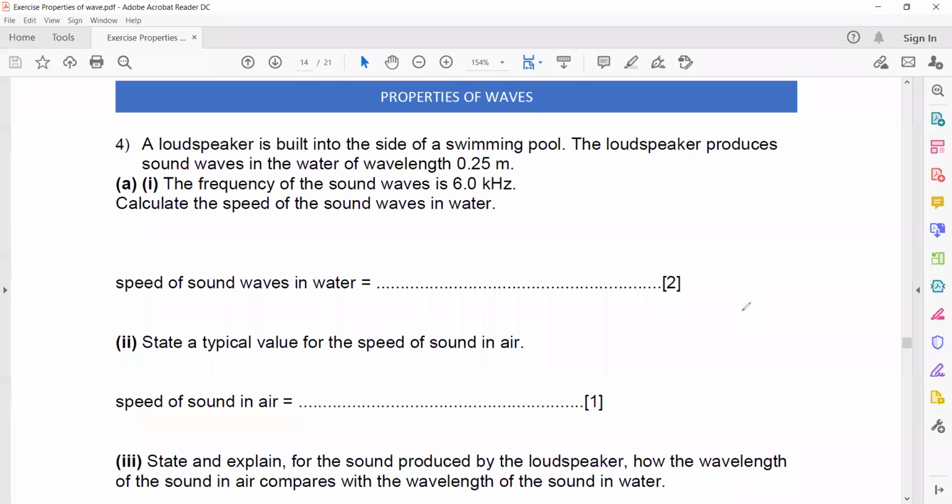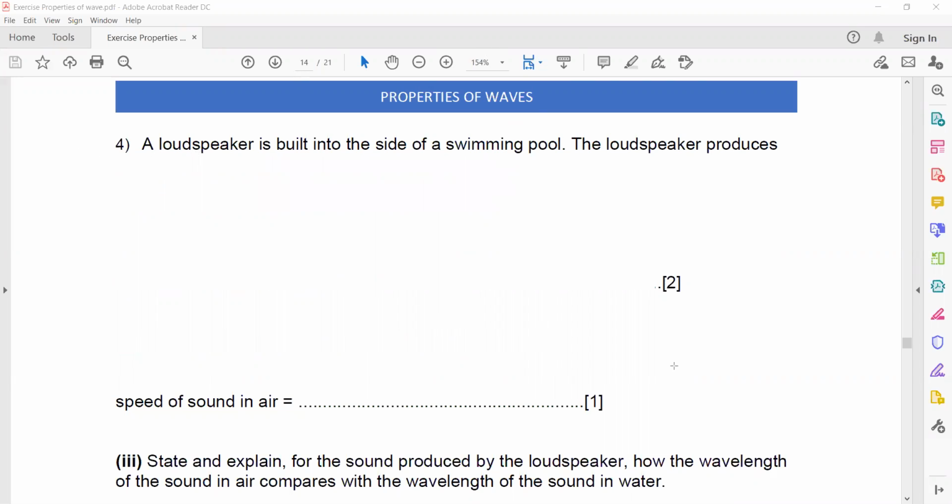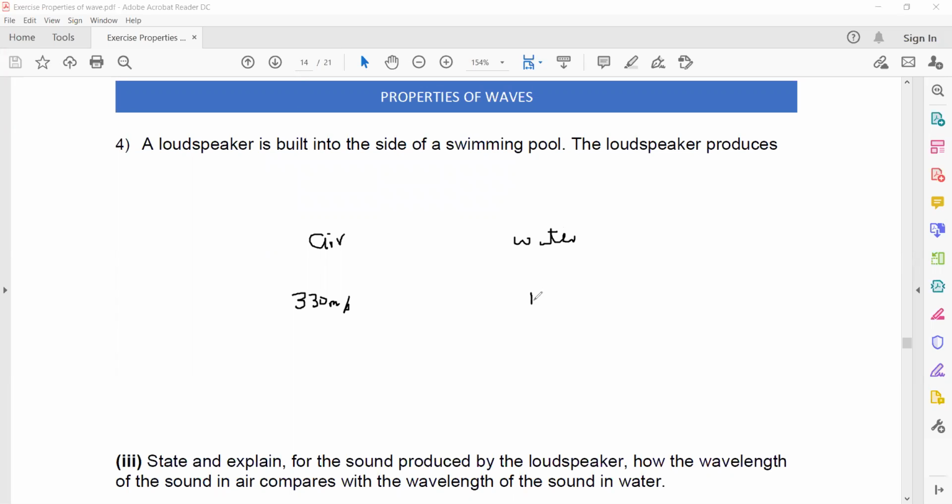And for question 8b2, why will the wavelength be different? As we discussed yesterday about the nature of sound, it requires a medium, and when it travels from one medium to another, it changes speed. In air, the particles are far from each other, and the speed of sound in air is about 330 meters per second. But in water, the speed of sound is about 1000, or in a liquid 1500 meters per second.